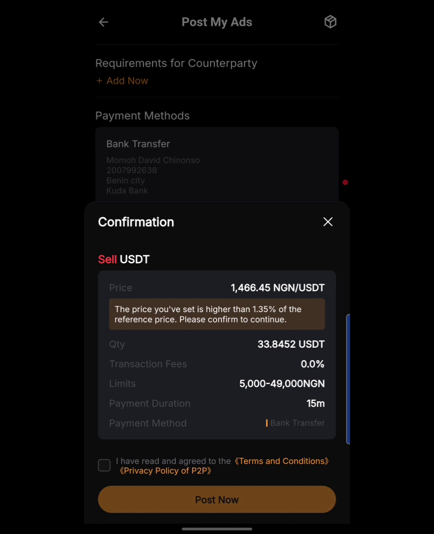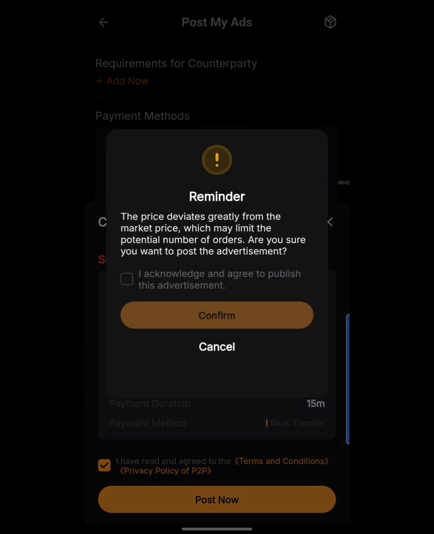As you can see, it says quantity is 33.8 USDT. Transaction fees is 0.0%, guys. Okay, so my limit is currently 5,000 to 49,000, and the payment duration is 15 minutes. My payment method is bank transfer. So that is basically how it is. So down below here that says I have read and agreed to the terms and conditions. I'm going to hit on this box right here, and over here that says post now, I'm going to hit on the post now button guys. Okay, so lastly guys, as you can see, it says reminder, the price deviates greatly from the market price, which may limit the potential number of orders.